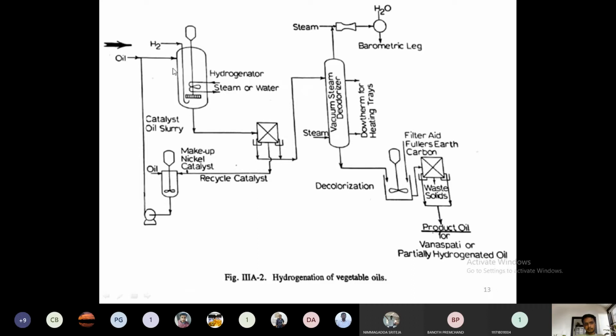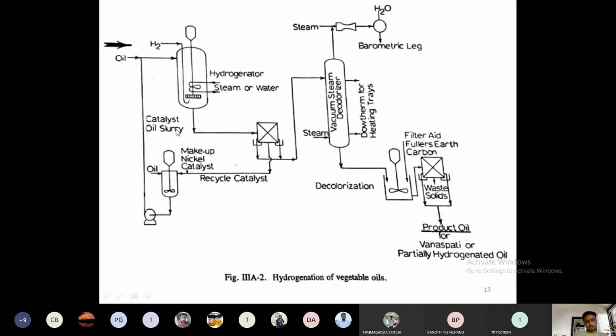First, oil will be charged into the hydrogenator. This is the hydrogenator, in which the oil and nickel catalyst slurry, mixed in a separate tank, will be transferred to the hydrogenator. Before starting the reaction with the hydrogen, after charging, the oil will be heated with steam or some hot water, so as to remove the water inside the oil or to drive off the air inside the oil.